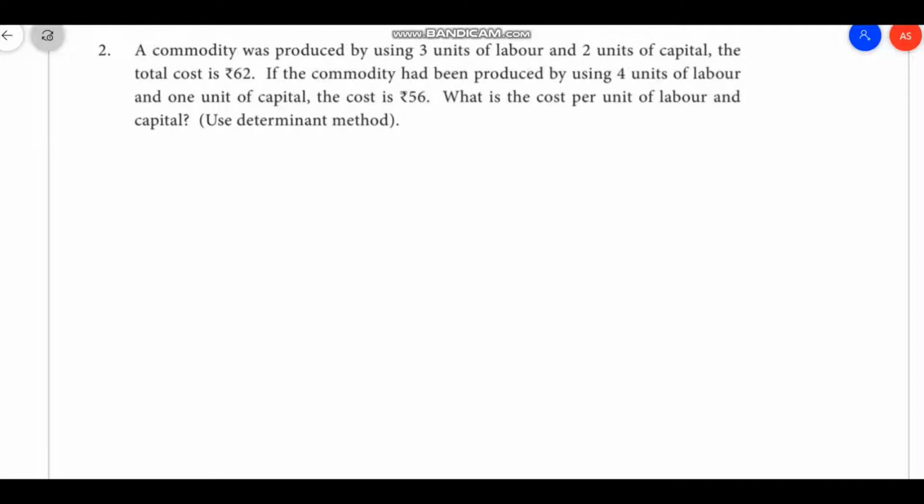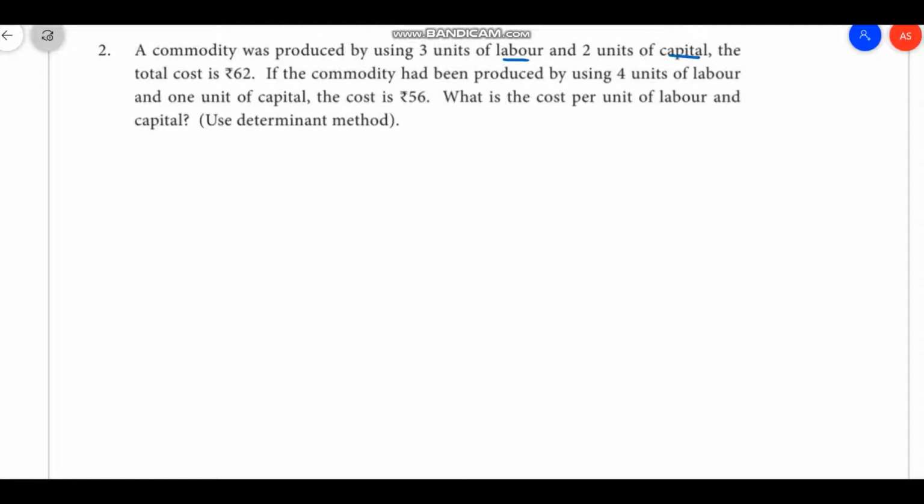Exercise number 1.2, problem number 2. A commodity was produced by using 3 units of labor, 2 units of capital, and the total cost is 62. If the commodity had been produced by using 4 units of labor and 1 unit of capital, the cost is 56. What is the cost per unit of labor and capital? Use determinant method.